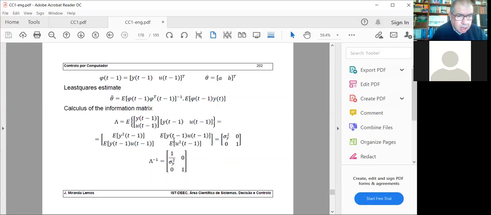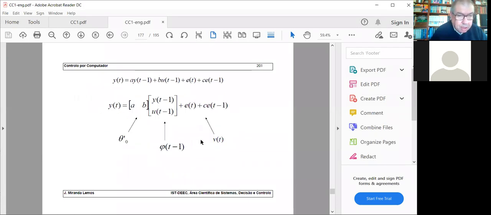Comparing y of t minus 1 with u of t minus 1 is the same as comparing y of t with u of t. So if I multiply y of t with u of t, what do I get? I get the product of u of t with y of t minus 1. And all the elements of y of t minus 1 do not depend on u of t, because they only depend on the past.